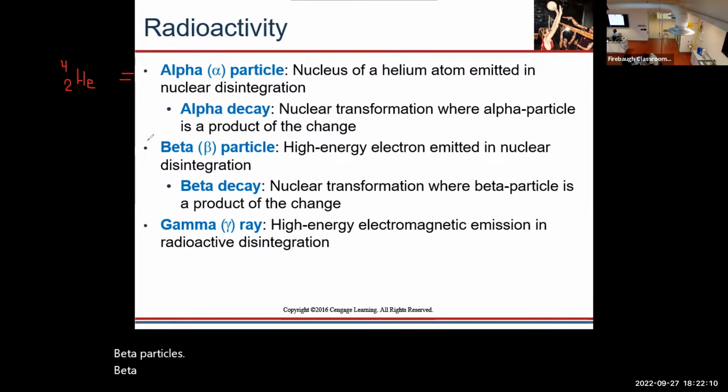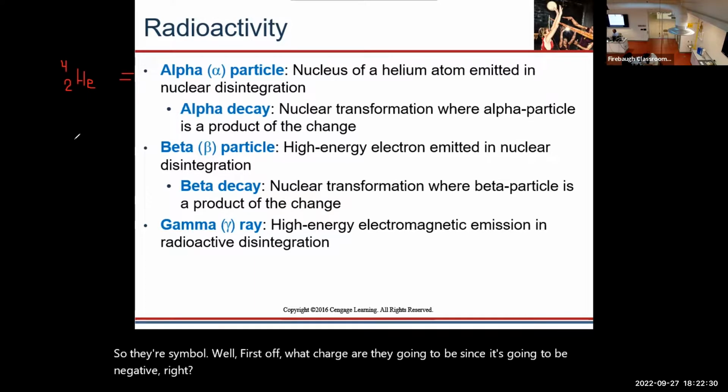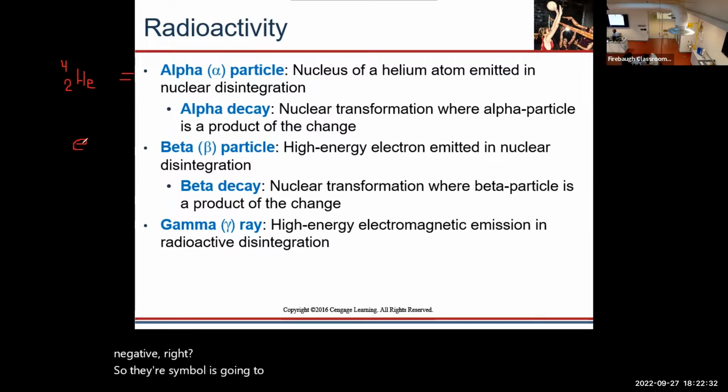Now beta particles are going to be high energy electrons emitted from the nucleus. Right? So these high energy electrons are strong. So their symbol is going to be e, 0 up top, and negative.